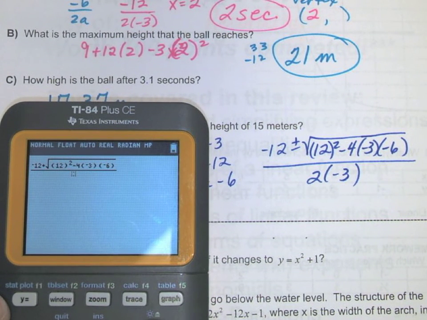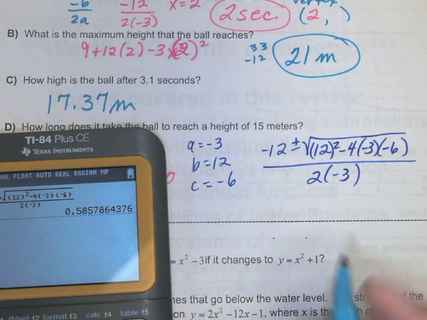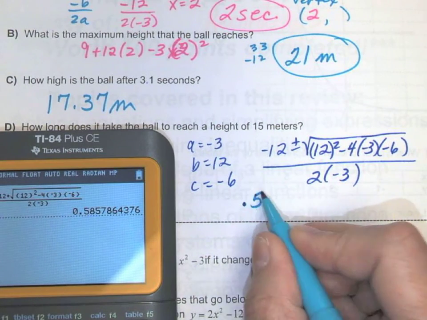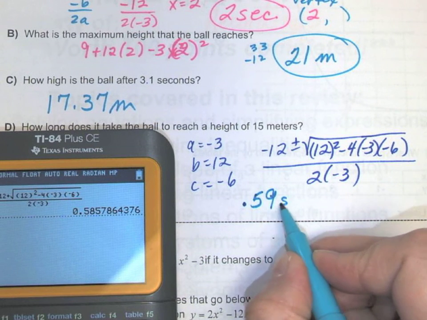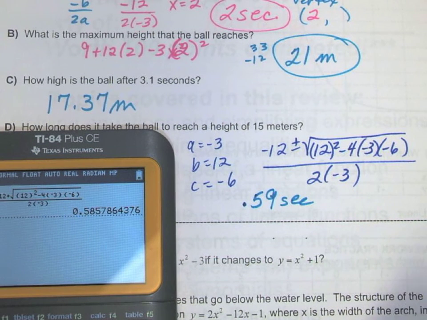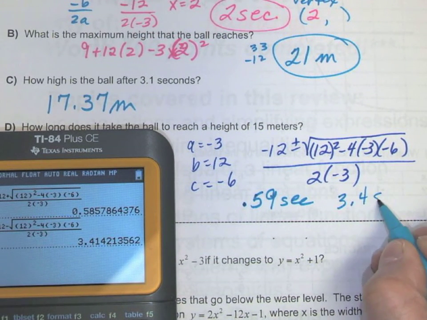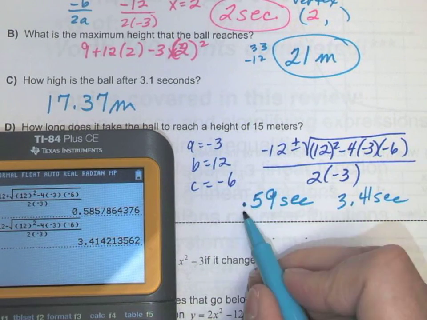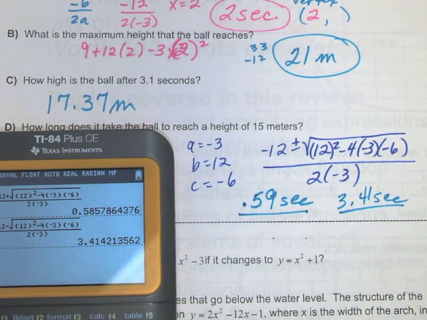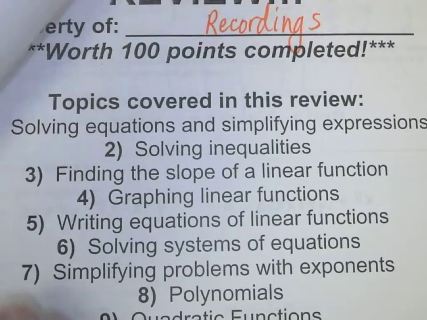I'm a little bit slow typing this, guys. So, how long does it take it to reach a height of 15 meters? About 0.59 seconds. But it hits it twice, remember? Once on the way up, once on the way down. Let's just get the other answer. I'm going to change this to a minus, and the other answer is 3.4 seconds, 3.41. So 0.59 on the way up, 3.41 on the way down.